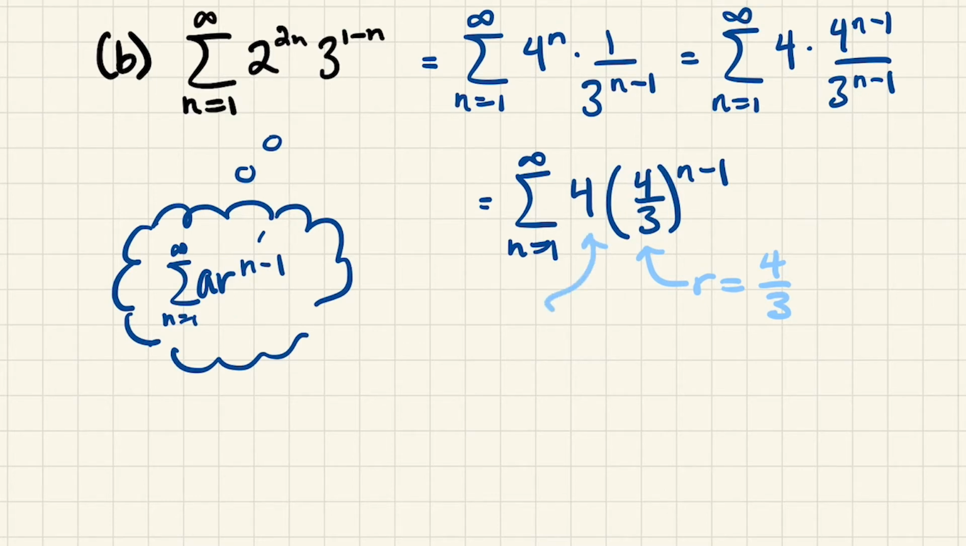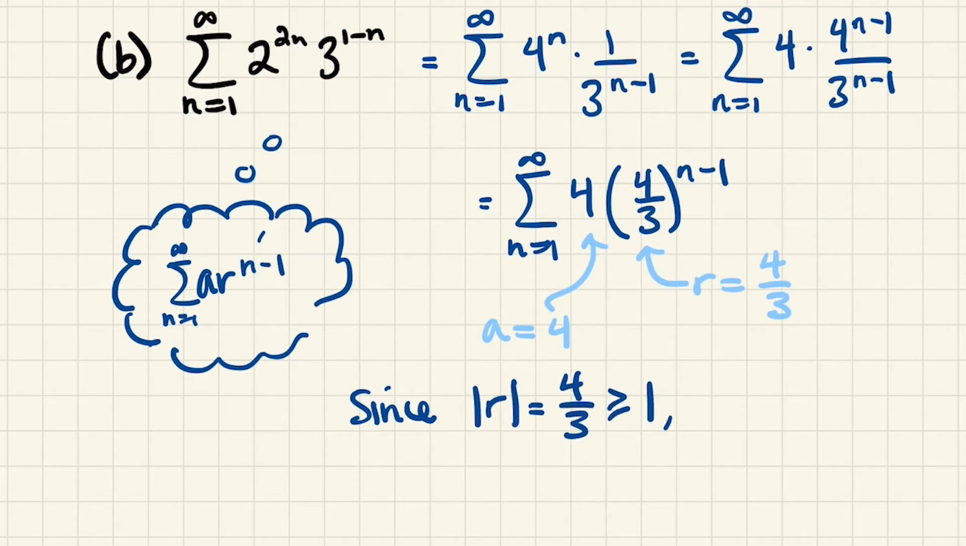And in fact, our a value, although we aren't going to need it because this is going to turn out to be divergent, our a value is also evident. It's equal to 4. However, like I just said, this is a divergent series because we have the absolute value of r, which is 4/3, that is greater than or equal to 1. So since the absolute value of r is 4/3, and that's greater than or equal to 1, the series is divergent.